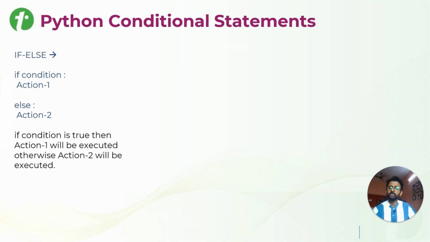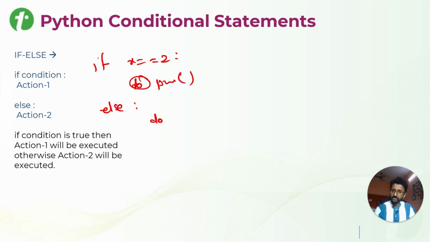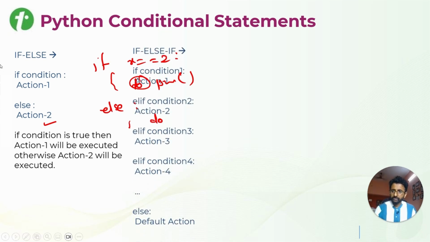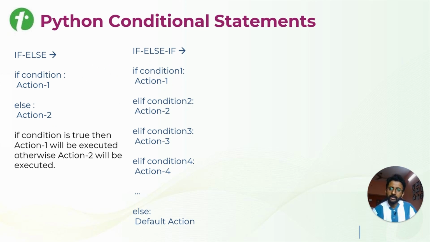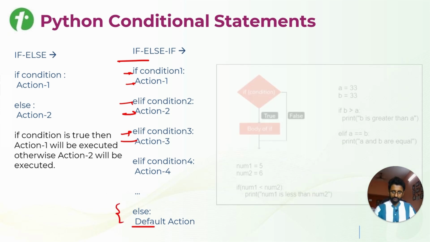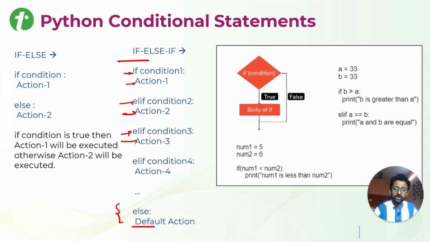Now whenever there is an if else, it will be if x equals 2, do something, else do something else. In the body you can do anything, you can print or you can do any other operations. Similarly, this will be action 2. So if the condition is true, then action 1, otherwise action 2. Otherwise, there is the if elif structure. It will be first if condition, action 1, elif condition, action 2, elif condition, action 3, and so on until the last else, which will execute a default action.